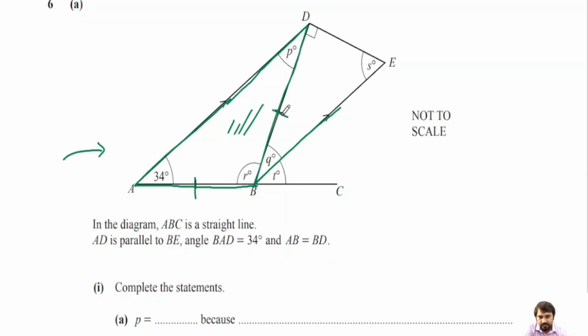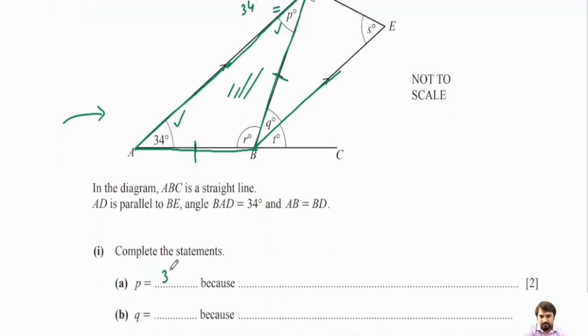These two sides are equal. Their base angles will be equal. It means angle P would be 34 degree. Now right here 34 degree because ABD is an isosceles triangle. That is the reason. Okay. Now we know that angle P is 34 degree.